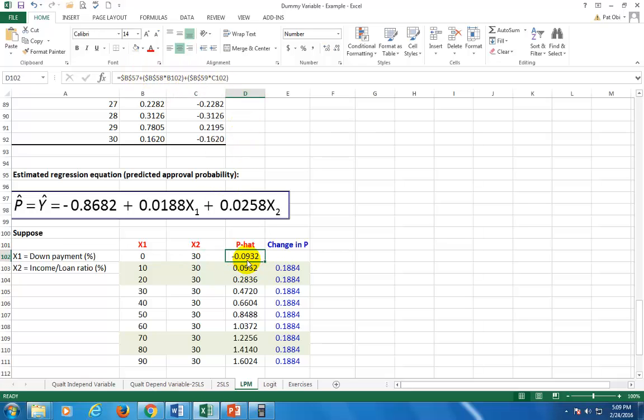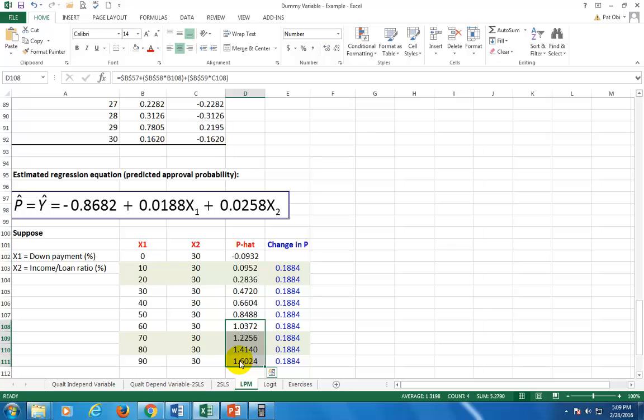I recalculated P hat. And as you can see, quite surely, as down payments percentage increases, we see that the probability of success, as it were, also increases. But you can see here that in some cases, P hat is negative, and in a few other cases, as you see down here, P hat is more than 1. So these are empirical, or actually statistical problems that cause this estimation process to be a little bit wanting in terms of its ability to help us predict outcomes.